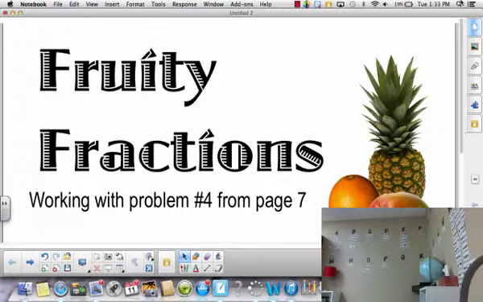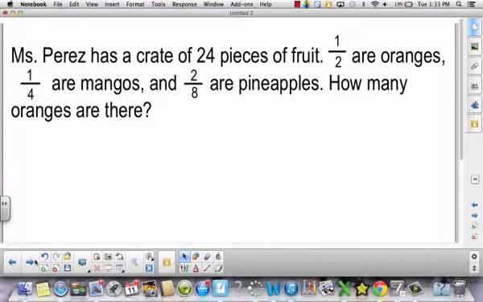With our fruity fractions problem, we are going to actually read the question first, and we're going to break it up into a few pieces. Ms. Perez has a crate of 24 pieces of fruit. Half are oranges, 1/4 are mangoes, and 2/8 are pineapples. How many oranges are there? So we need to first identify the information that we're working with. So I'm going to use a highlighter, or like we were doing in class today, we were underlining important information.